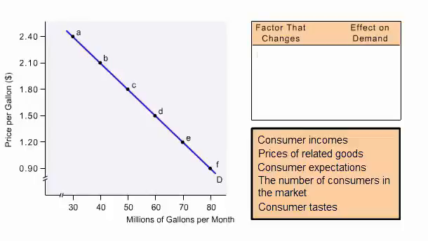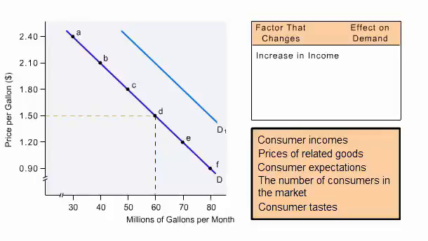One of these factors is consumer income. If consumers become richer, we expect their demand patterns to change. For most goods, and certainly for gasoline, an increase in income will lead consumers to increase their quantity demanded at every price. An increase in income, then, causes the entire demand curve to shift to the right. For example, at a price of $1.50 per gallon, the quantity demanded increases from 60 million gallons per month along the original demand curve D to 80 million gallons along the new demand curve D1.